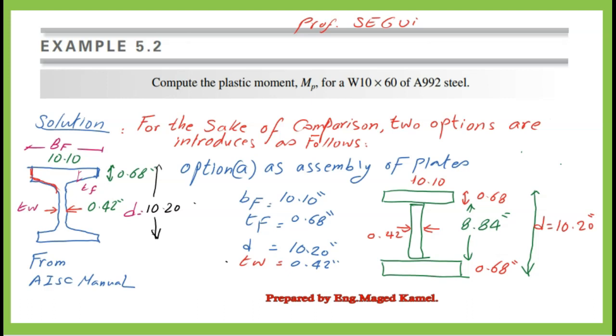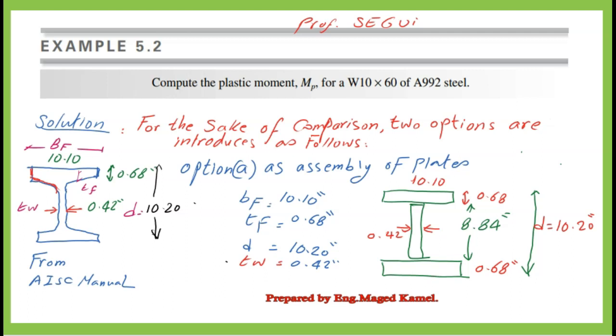We are going to have a look at solved problem number 5.2 from the Steel Design Handbook. It is required to find the plastic moment M sub B for a given section W10x60. The steel is A992 steel. For the sake of comparison, two options are used for the solution. The first option is option A, in which we consider the given W section as composed of 3 plates.